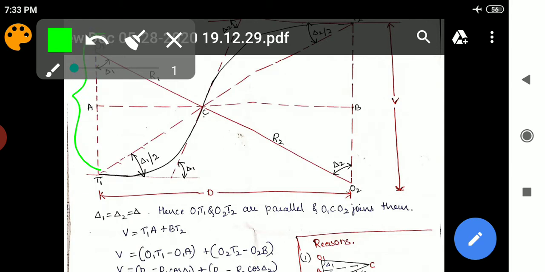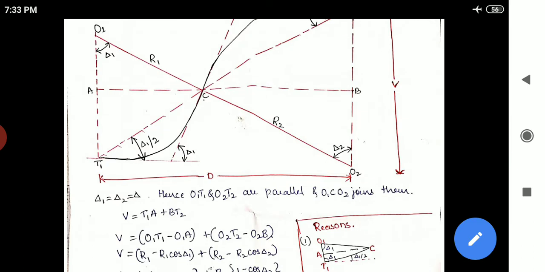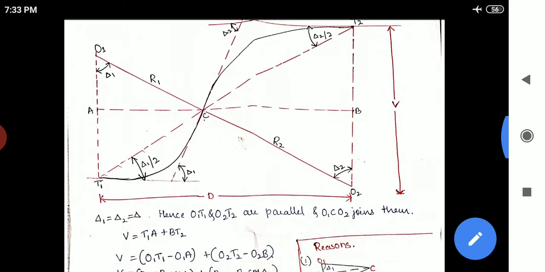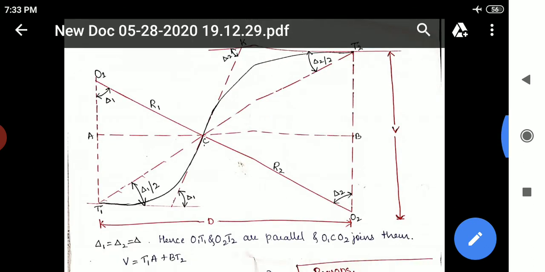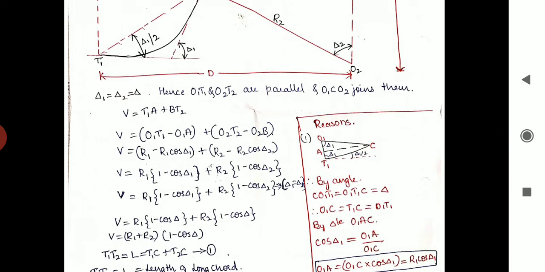OT1 minus O1A. Okay, then O2B equal to, B2 equal to O2T2 minus O2B. Okay, so OT1 minus O1A is equal to R1 minus R1 cos delta 1. Please refer the reasons also. Okay, then R2 minus R2 into cos delta 2.